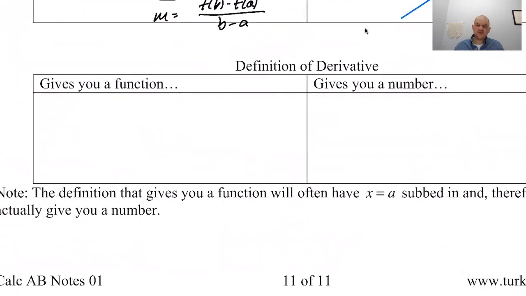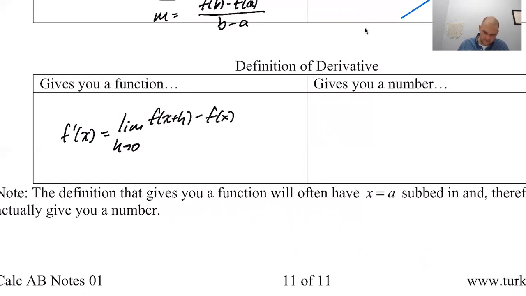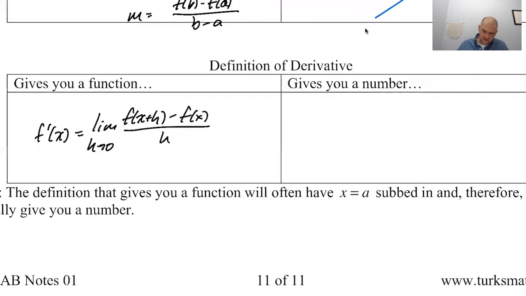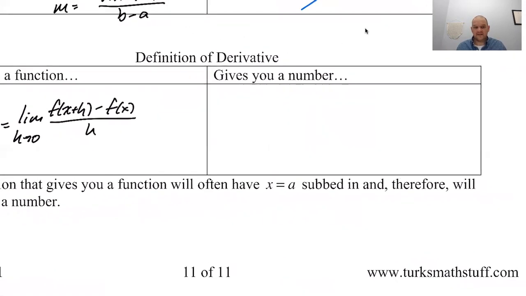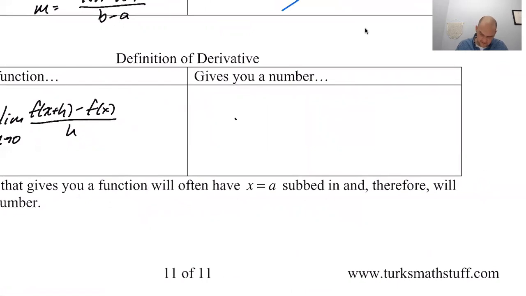All right, so 2 different definitions of the derivative. So the one that gives you a function, I'm going to say f prime of x, is the limit as h approaches 0 of f of x plus h minus f of x, all divided by h. Now, sometimes you'll see that filled in. So give me a second here. So this is going to be f prime of a. And this one, the limit as x approaches a of f of x minus f of a over x minus a.